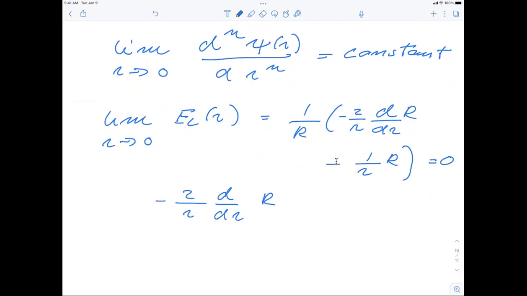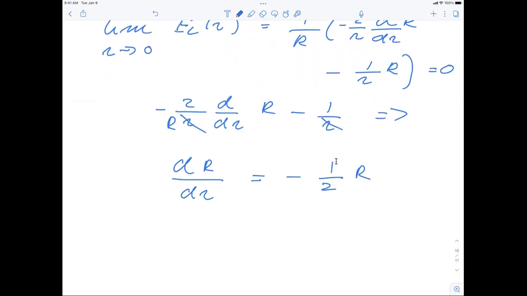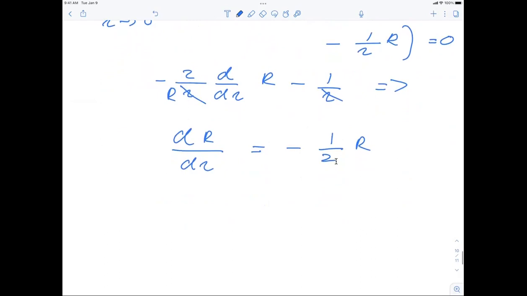So I would have an R here, and then minus, and then I simply have 1 over R here. And then I multiply away R, and that leads to a differential equation which runs like d of R dR equal to minus 1 divided by 2 times R. I could put in a charge here if I wanted to. I don't need to put the charge equal to 1. So you could actually put in the charge of the specific atom.